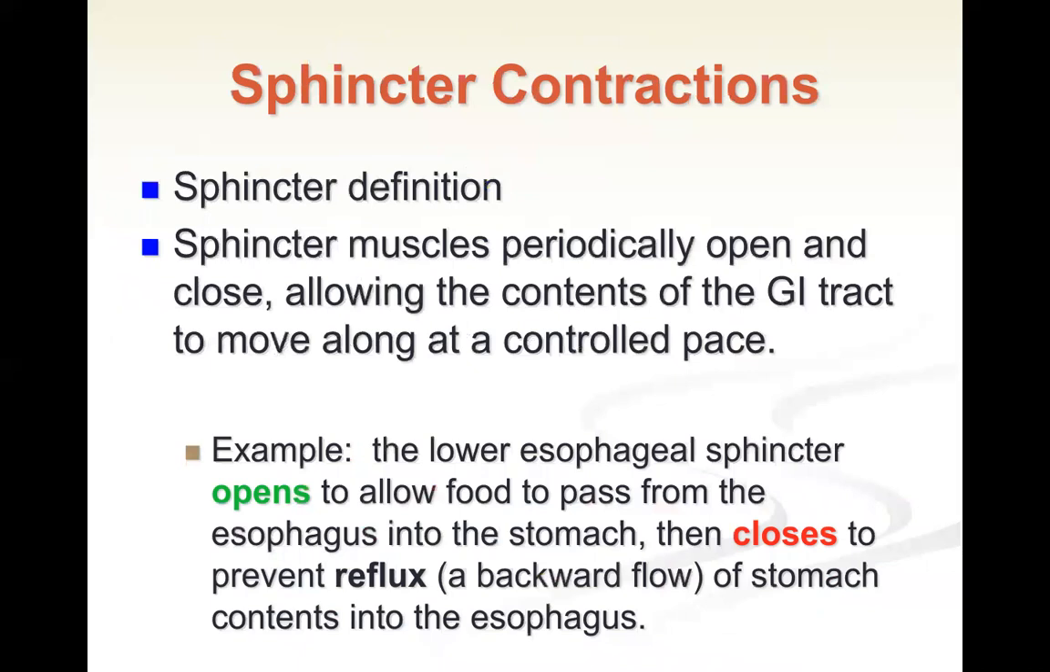Sphincters are muscles that can contract or relax to control flow of food and enzymes from one segment of the gastrointestinal tract to the other. I've already mentioned the lower esophageal sphincter quite a bit, but it is at the bottom of the esophagus and the very top of the stomach. It prohibits food from coming back up from the stomach to the esophagus, and it controls the flow of food from the esophagus into the stomach.